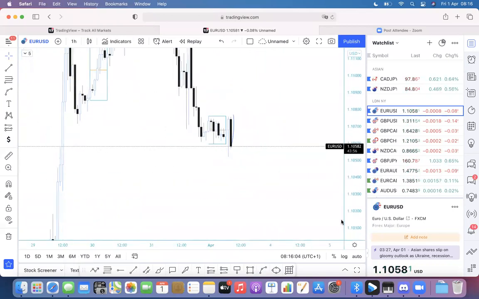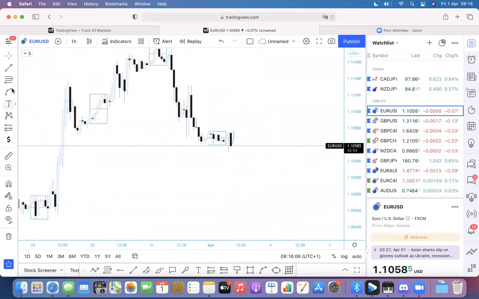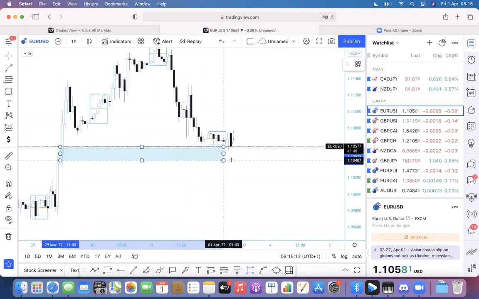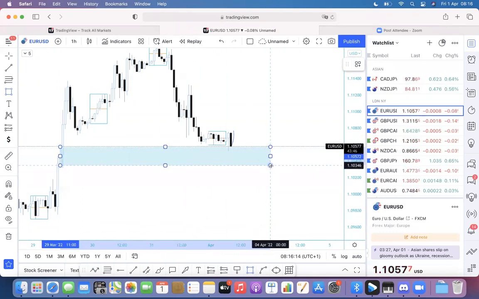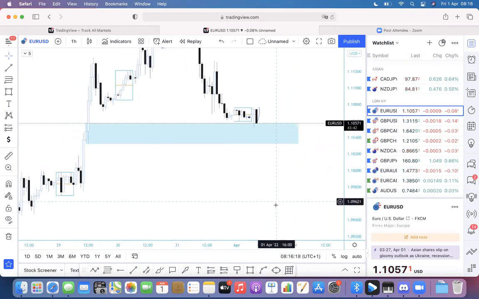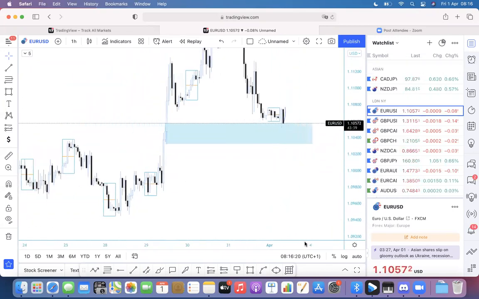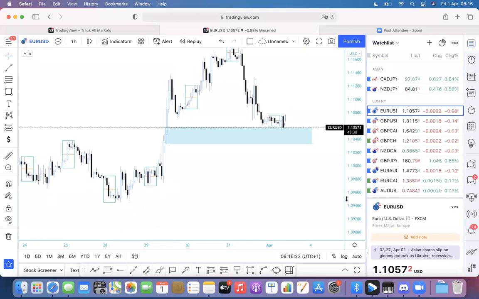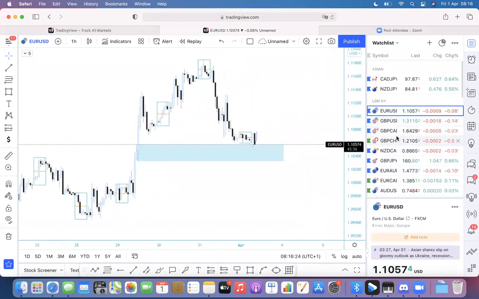Let me see where we're at in the chart. We have some hidden demand here, which is where we tapped into. And overall, I'm just waiting. I'm not really interested in these. I'm more interested in GBPUSD.